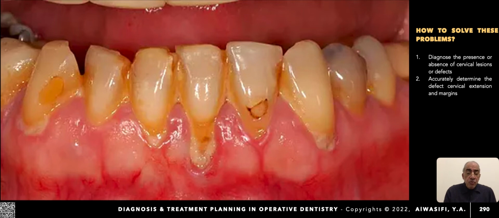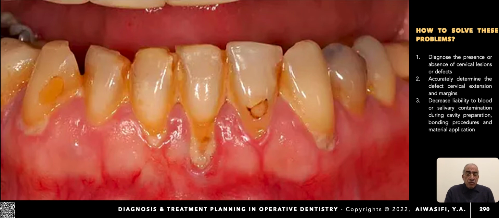Number two, how you accurately determine the cervical extension of your lesion, and that's why you could note in the lateral one that the cavity is higher than the cervical area, because the operator couldn't determine where to stop. He couldn't determine the exact extension of his caries. How to decrease the liability of bleeding during cavity preparation and during bonding procedures of the material, and how you could determine the shade and the color.